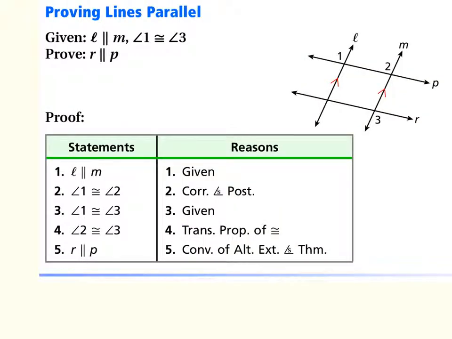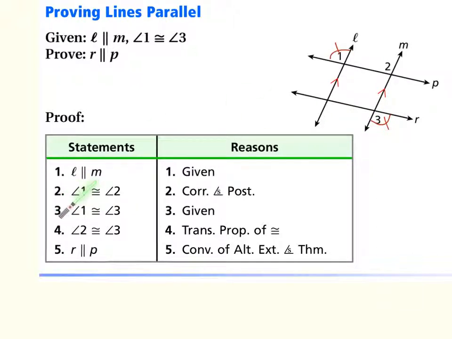So here's an example of a proof. We have our given information right here. We have a drawing, and it says L is parallel to M. So here's L and M, and the markings for parallel are here and here. And it says angle 1 and angle 3 are congruent. I'm going to go ahead and mark that like so. And what are we trying to do? We're trying to prove that R is parallel to P. So this line is parallel to this line.